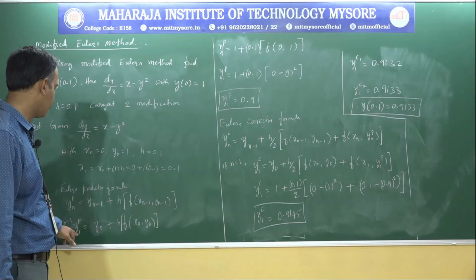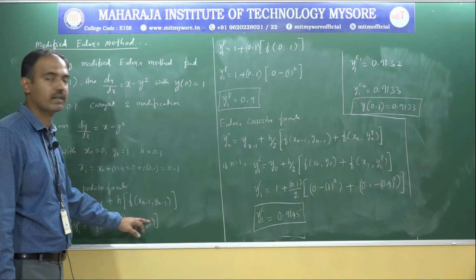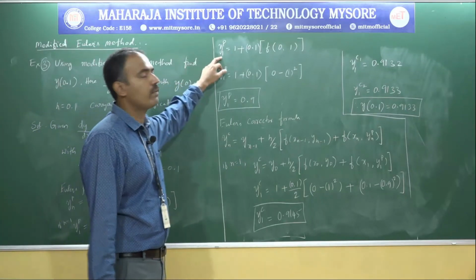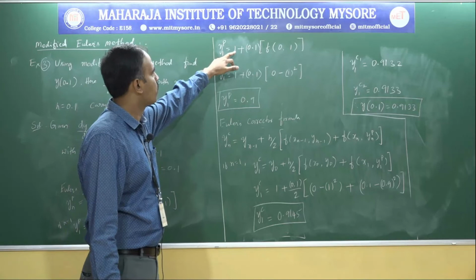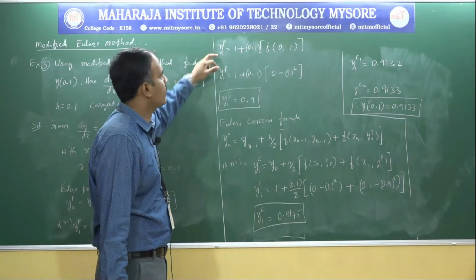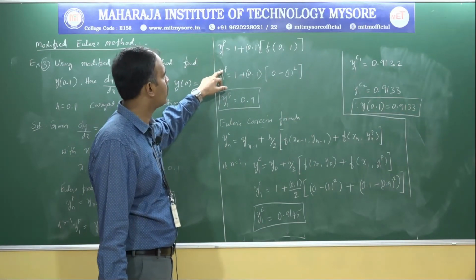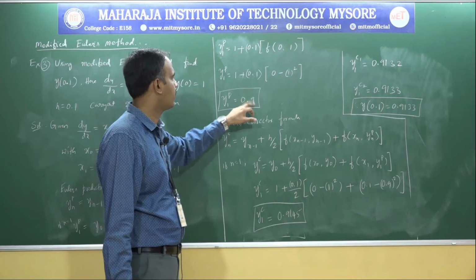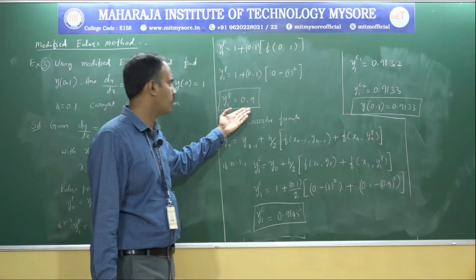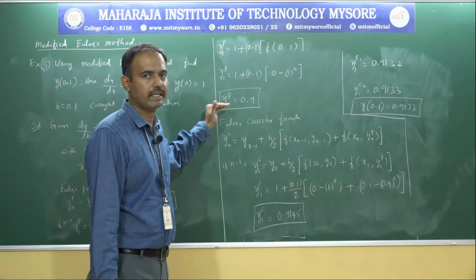If n equals 1, y_1^p is equal to y_0 plus h into f of x_0 comma y_0. Next, y_1^p is equal to 1 plus 0.1 f of 0 comma 1. Using simplification, we get y_1^p equal to 0.9. Since the accuracy of the value 0.9 is too poor, we obtain more accurate values.